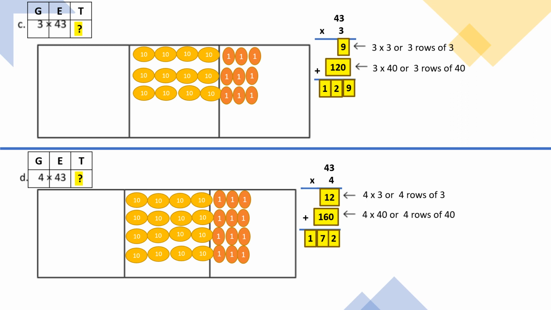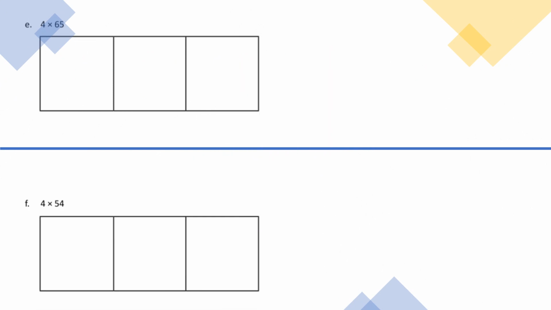If you need to pause the video to check your work or write the information down on your papers, please do so now. All right, let's look at our next problem for letter E. The equation for letter E is 4 times 65. So let's go ahead and create our get chart right there over our equation.